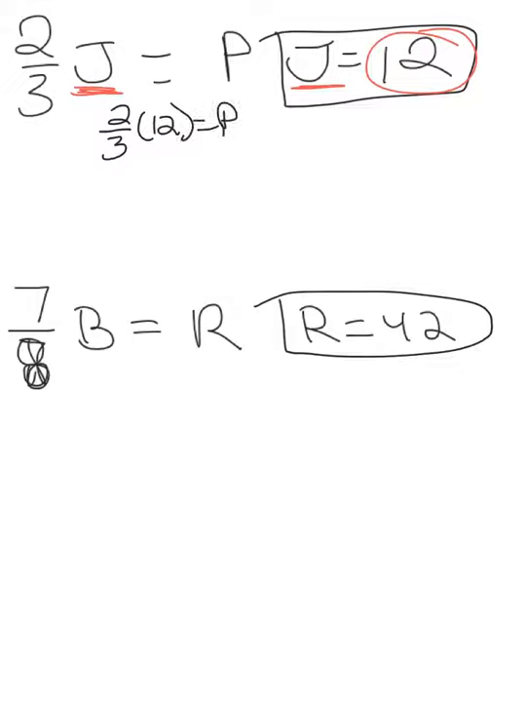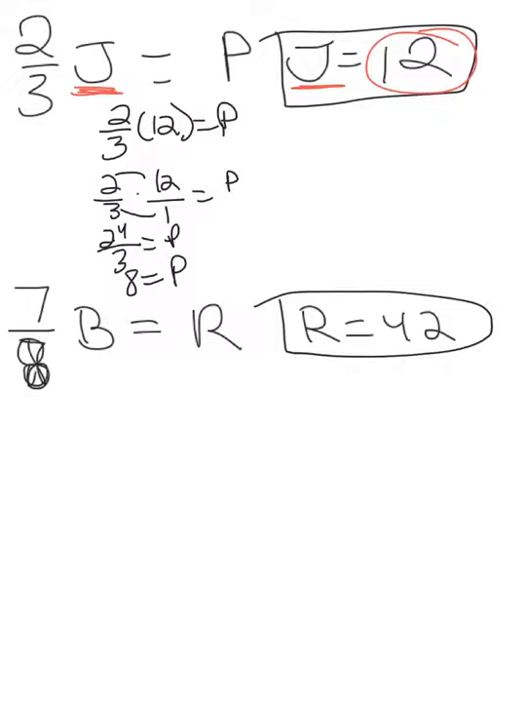And now that we have 12 in our equation, we can solve for P. So 2/3 times 12 equals P. And we go ahead and we multiply across. 2 times 12 is 24, and 3 times 1 is 3. So 24/3 equals P. Remember that we can read fractions as division problems. So 24/3 is 24 divided by 3, which equals 8. So P equals 8. Let's go ahead and try the next one.